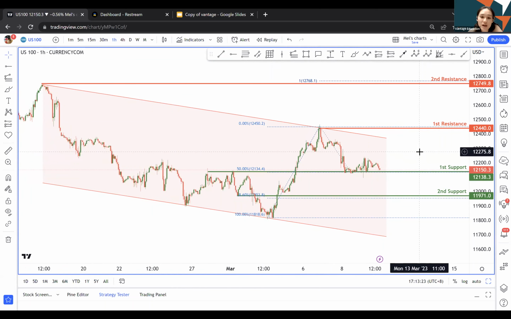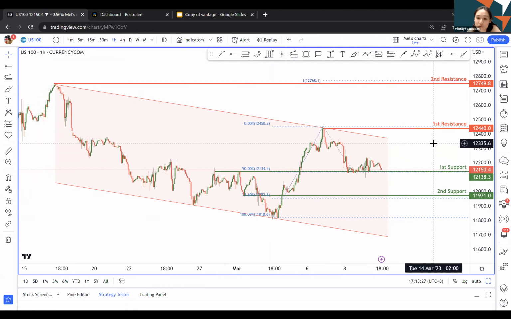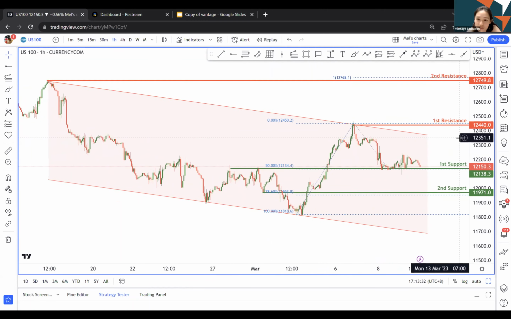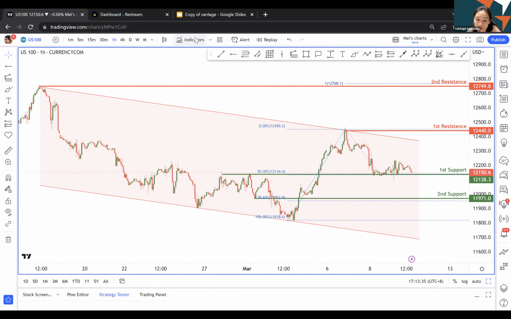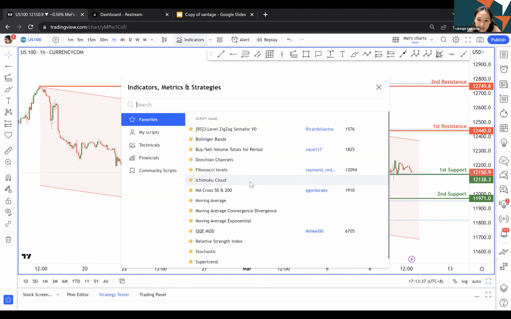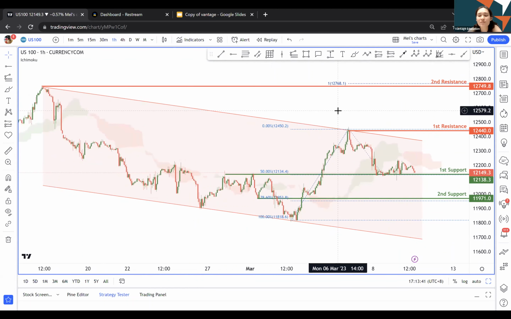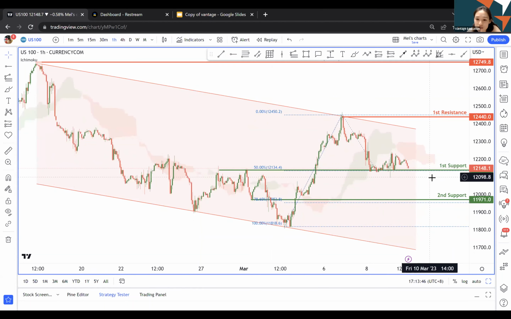So now that we have our general trend, our Fibonacci levels, as well as our support and resistance levels, now let's pull out some indicators to support our analysis. So we like to start with Ichimoku because at one glance we can see whether the indicator supports our bias. So in this case, price is moving below the Ichimoku cloud, which gives us a bearish bias, so it does support our analysis.